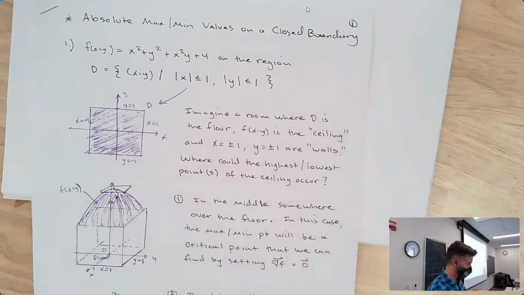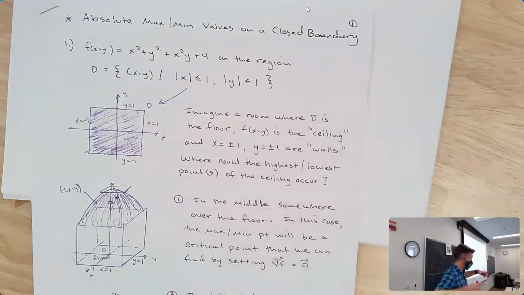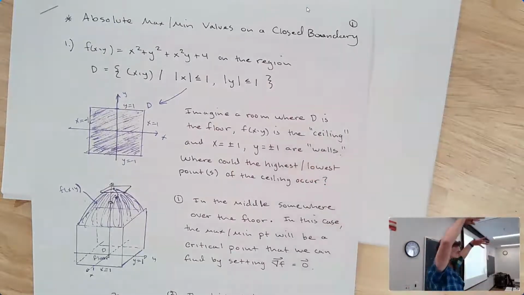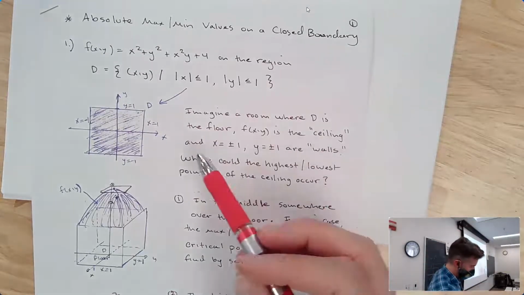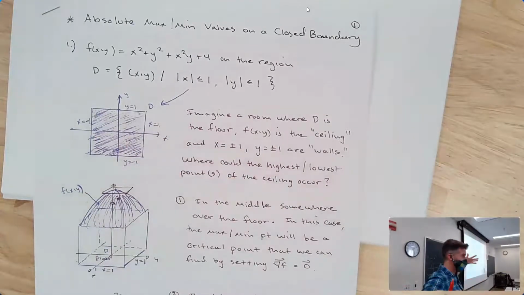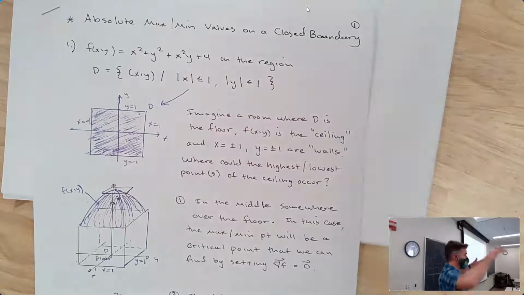It's the entire square. So imagine a room where D is the floor, right? D is our region. Some people use R, some people use D for domain. And f of xy is the ceiling or our surface. X equals 1, x equals -1, y equals -1, y equals 1 are the walls of the room. And the question is, where could the highest or lowest points occur on the ceiling?